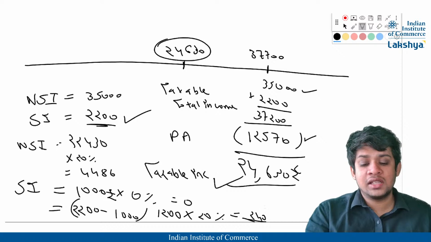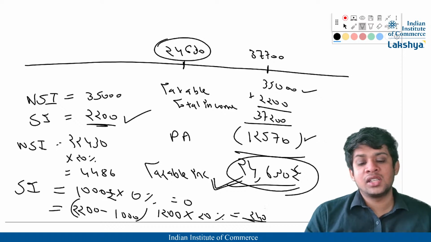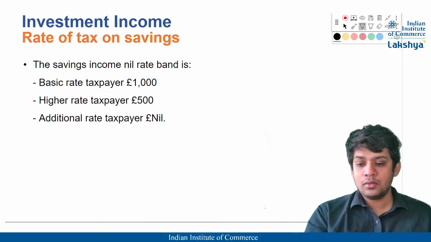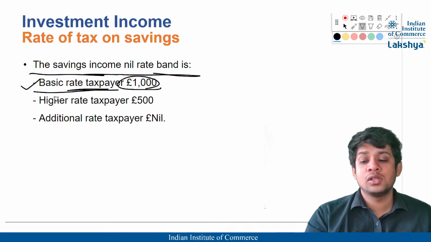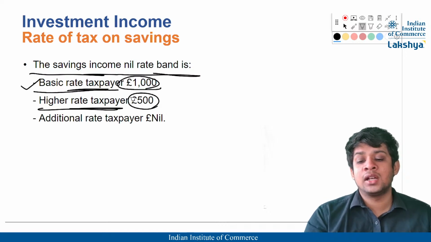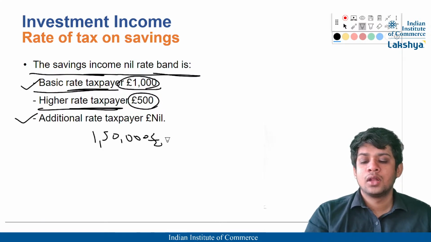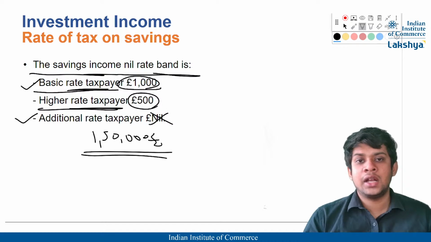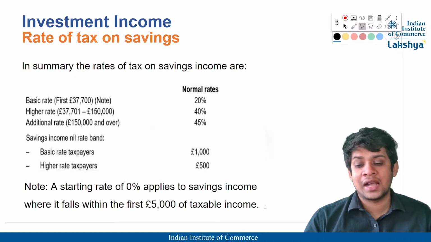But for this to be claimed, always remember that I should be a basic rate taxpayer. Here, my income is less than 37,700, so that means I'm a basic rate taxpayer. Okay, so the savings income nil rate band for a basic rate taxpayer is £1,000. And if I'm a higher rate taxpayer, it is £500. And if my income exceeds £150,000, then in such a case, I will get no nil rate band. So there is a starting rate band for that 5,001 that I explained, and separately there is a nil rate band depending on whether I'm a basic rate taxpayer or a higher rate taxpayer.